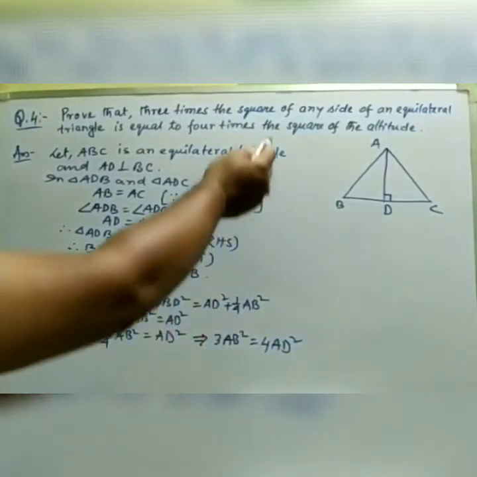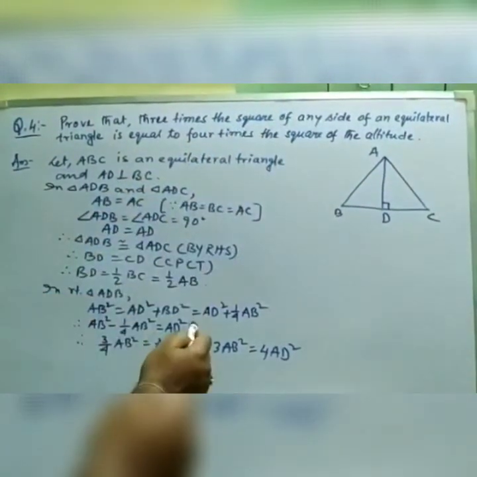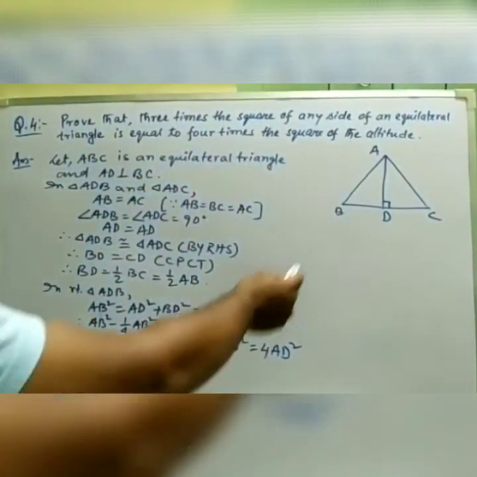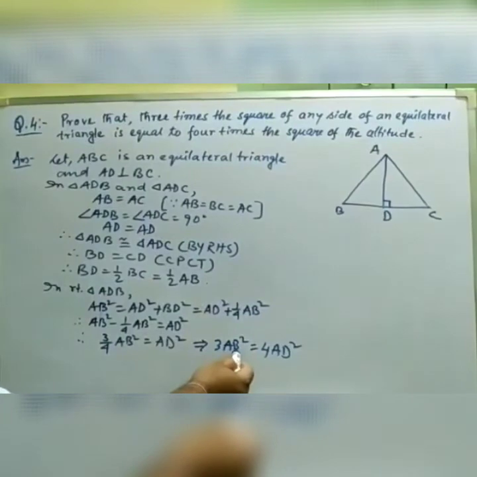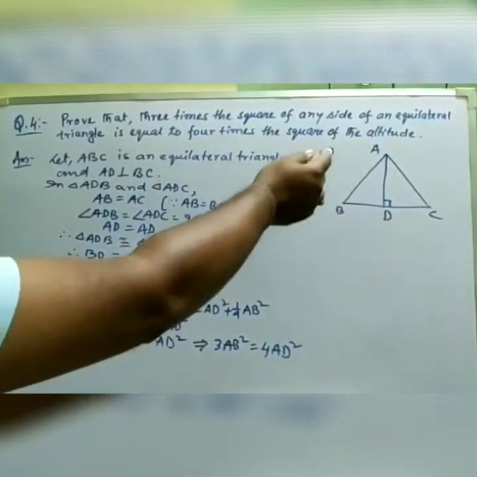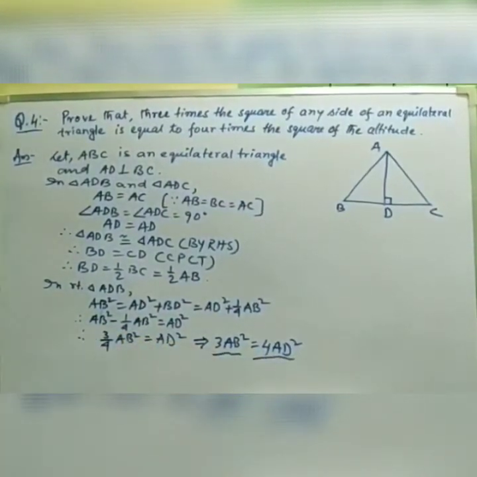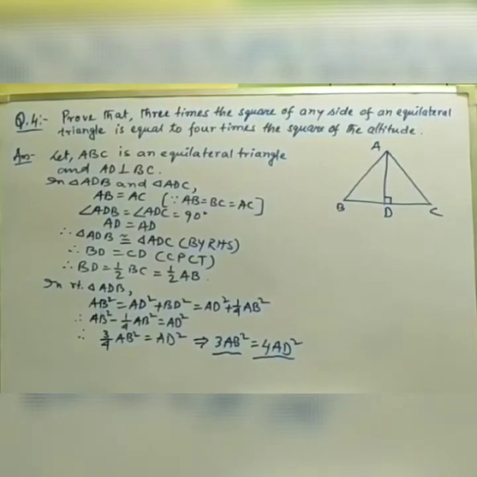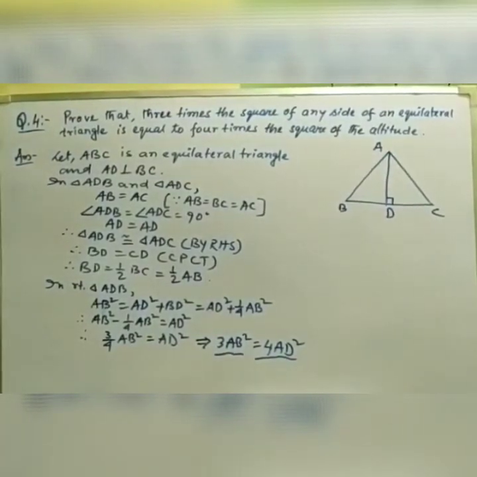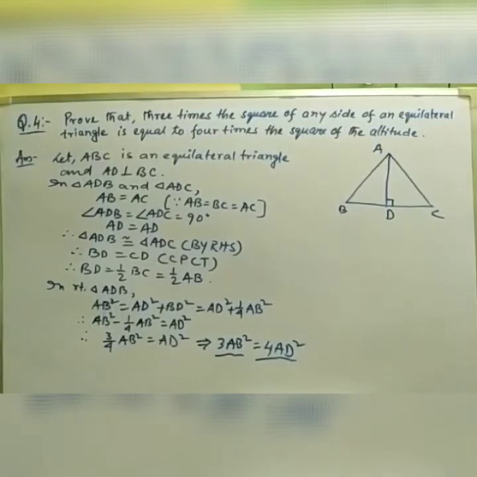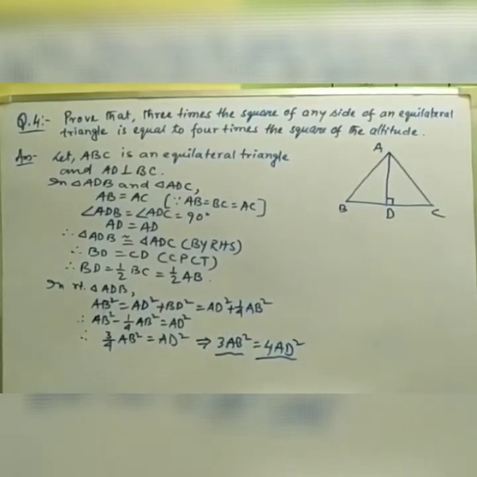The condition has given 3 times the square of any side, and any side we have taken is AB, so 3AB square is 4 times the square of the altitude, that is AD square. So 3 times the square of any side equals 4 times the square of the altitude. So that's the proof of question number 4, and this is very important. It came many times earlier in the board exam, so you need to prepare for it.